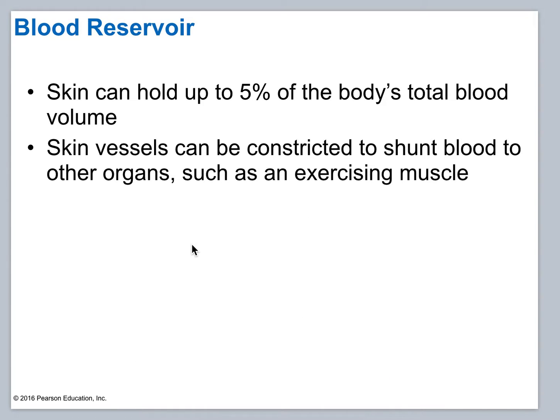Skin can hold up to 5% of the body's total blood volume. So skin can be a source for additional blood. In the case of shock or bleeding, blood can be controlled to come from these organs and from areas of the skin, perhaps non-vital portions, to deliver blood to more vital portions such as around the brain and the heart.